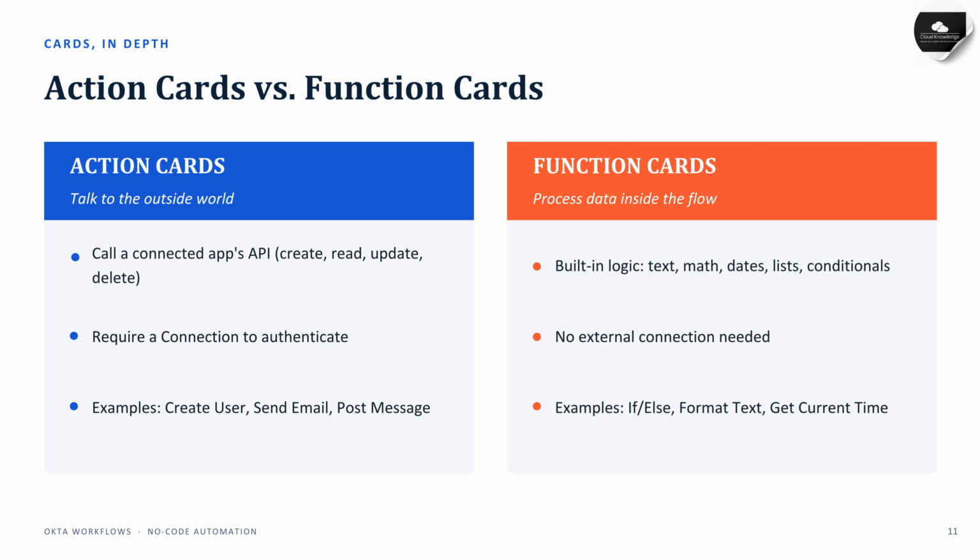Cards themselves split into 2 types, and knowing the difference will save you a lot of confusion later. Action cards talk to the outside world. They call a connected app's API, create, read, update, delete, and they require a connection to authenticate. Examples: create user, send email, post message. Function cards process data inside the flow. Their built-in logic, text manipulation, math, dates, lists, conditionals, and they need no external connection at all. Examples: if, else, format text, get current time. Simple rule of thumb: if it's reaching outside workflows, it's an action card. If it's just crunching data you already have, it's a function card.